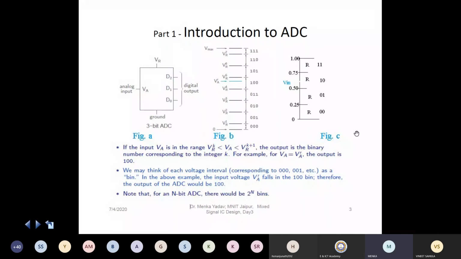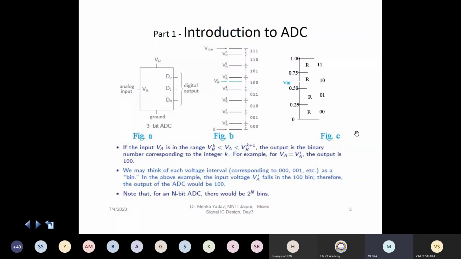So V is the analog input, and then the digital output is D0, D1, D2 up to whatever you want. So if this is a 3-bit output, it means D0 to D2 you will be having. D0 is the LSB and D2 is the MSB. So how we will convert? In order to look at that, let us refer to figure B and figure C.